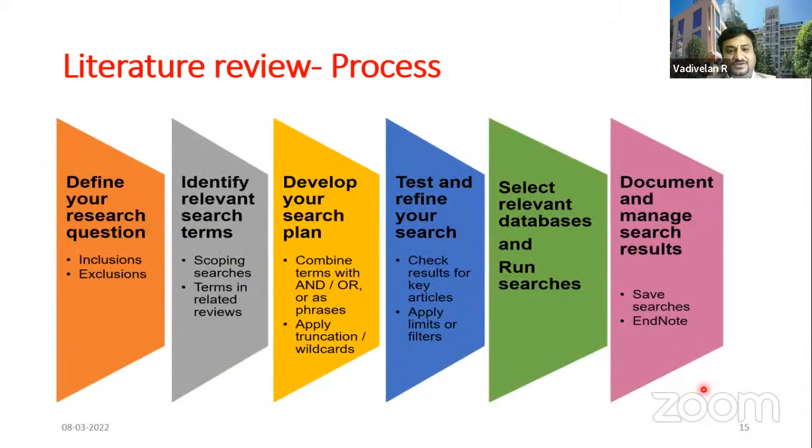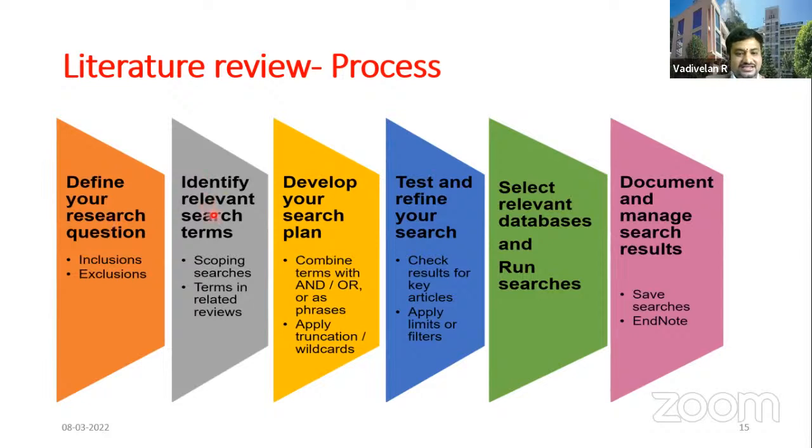So there is a process of literature review. One of the authors has quoted six processes while writing a literature review or when you're going to prepare one. First thing, you define your research question exactly. What is the inclusion and what is the exclusion? What you want to add in your literature review? What you want to remove from your literature review? So that is the first important thing. Define your research question, so exactly what you want can be included.